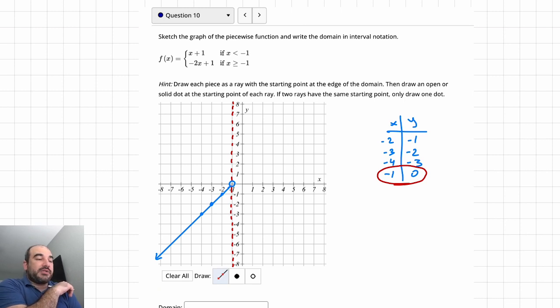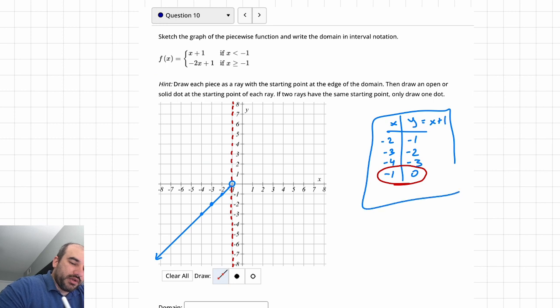Now, it may or may not switch from that point exactly. It may fill in that gap and go in a different direction. It may start somewhere else and go in a different direction. I don't know yet, but I know that this graph, if I'm going from the dashed line to the left, it goes like this, open circle, and down and to the left like that. This was for the x plus 1 equation. So then for the other one, I would make another table.